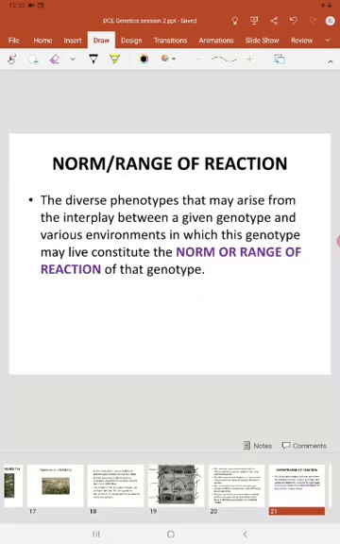This is the definition. You can just go through this. The diverse phenotypes that may arise from the interplay between a given genotype and various environments in which this genotype may live constitute the norm or range of reaction of that genotype.